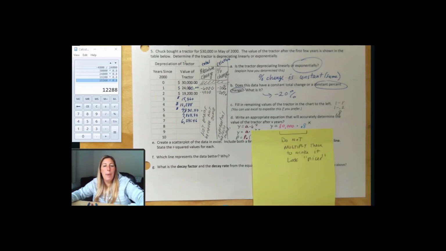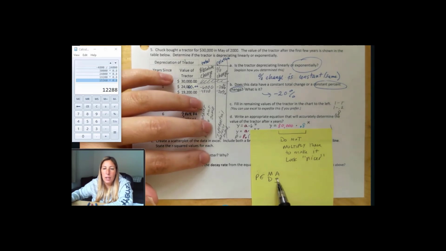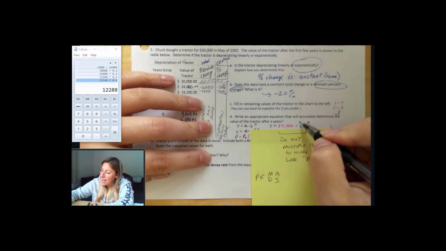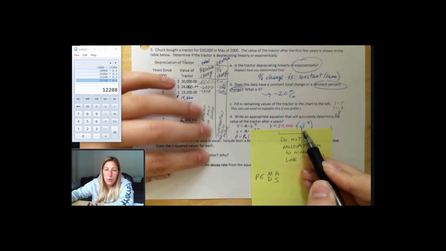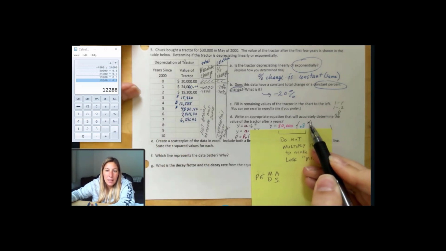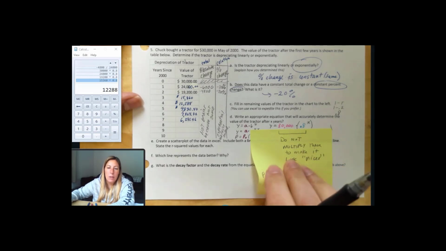Because of PEMDAS. Remember, order of operations from back in the beginning of the semester. The first thing you handle is parentheses. The next thing you handle is exponents. After that, you can handle multiplication, division, and addition and subtraction. In this case, I have an exponent, so this piece is its own piece. So you have to do 0.8 to whatever that x value is going to be before you multiply by 30,000.